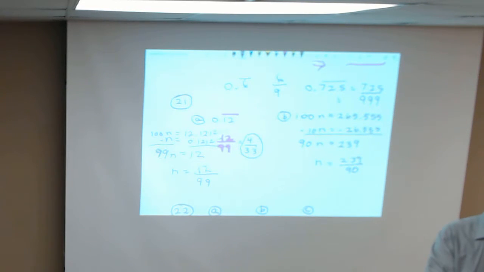And I worked out B, but there's not one like B on the test. I want you to work it out. See, this is the kind where someone after class stayed and asked me about these kind where the numbers don't line up. Well, to make the numbers line up, I took the number times 100, and that gave me 265.555. Then I took the number times 10, and that gave me 26.555. Now the 5s are going to all cancel out. So I'm left with 100 minus 10 is 90n equals 239. So n is just 239 over 90.